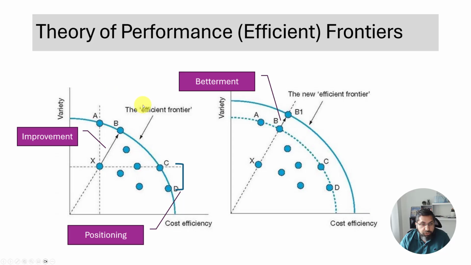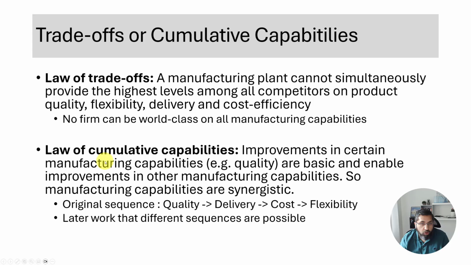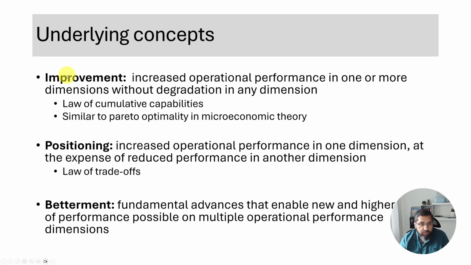So this theory of efficient frontiers says that there's an efficient frontier. If you're below it, the law of cumulative capability will apply and you can improve. If you're on it, you can do positioning until you do innovation to do betterment. Okay, so this theory combines and explains what's happening with all of these patterns that were observed. Here I'm just explaining what I already explained about these 3 terms, right?